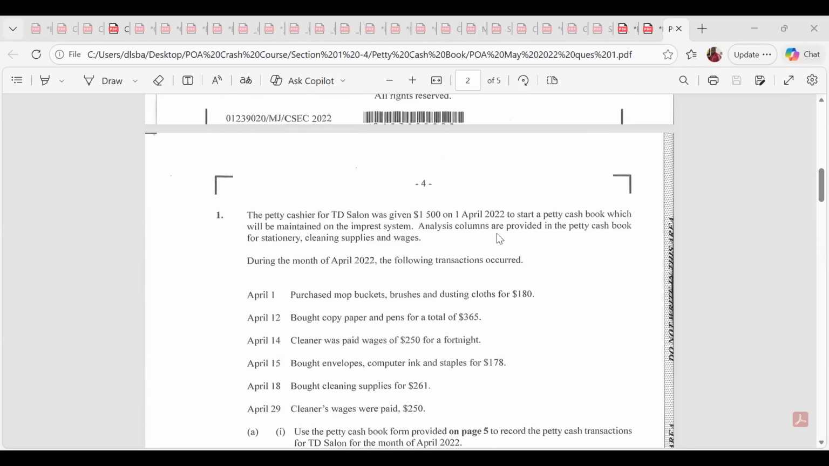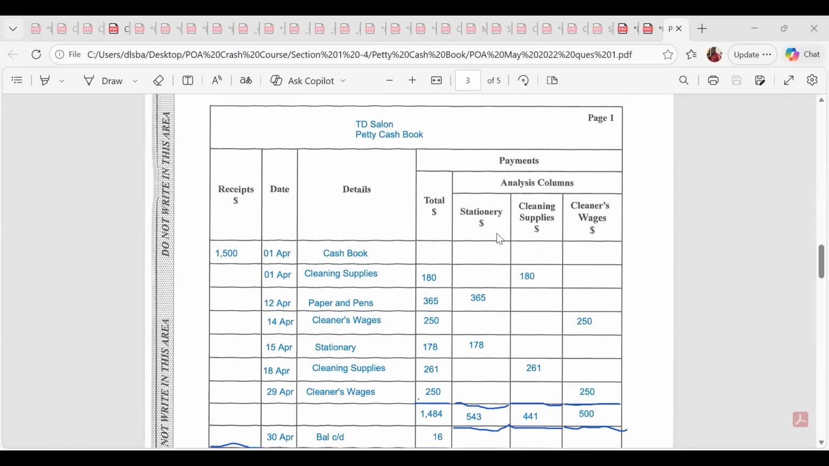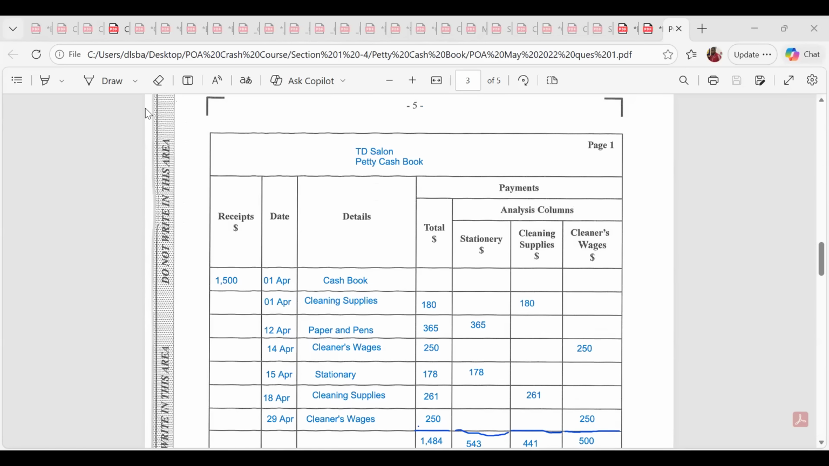We're going to take a look at this petty cash book now. They said a petty cash for TD Salon was given $1,500 on the 1st of April 2022 to start a petty cash book, which will be maintained on the imprest system. Analysis columns are provided in the petty cash book for stationery, cleaning supplies, and wages. So let me show you what the petty cash book would look like. This is it here. You have receipts on the debit side, and then total and different analysis columns on the credit side. These are payments.